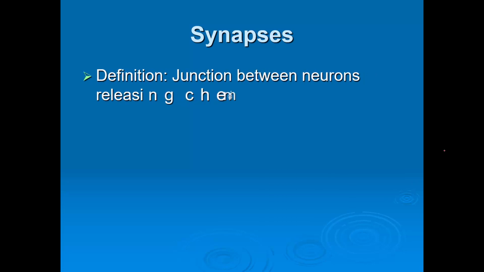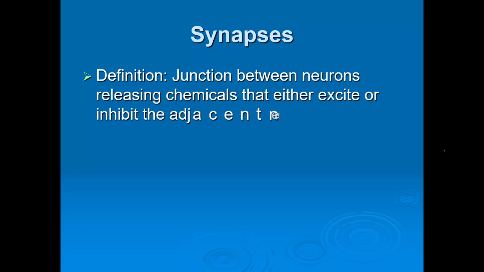What that basically means, it's a junction between the neurons, releasing chemicals that either excite or inhibit the adjacent neuron. In other words, the synapse is a microscopic gap in between the neurons. It turns out they don't physically touch each other. There's this little gap in between in which chemicals are secreted to allow them to communicate.